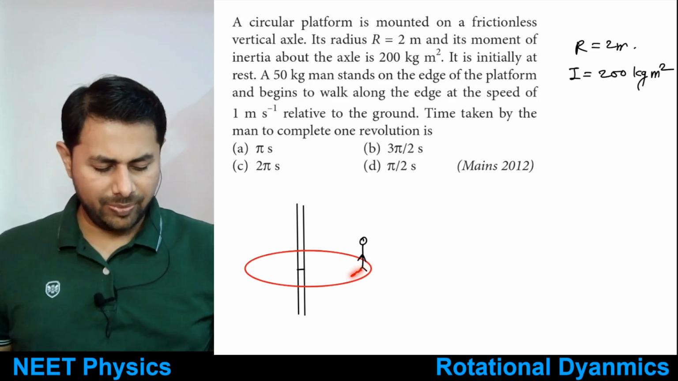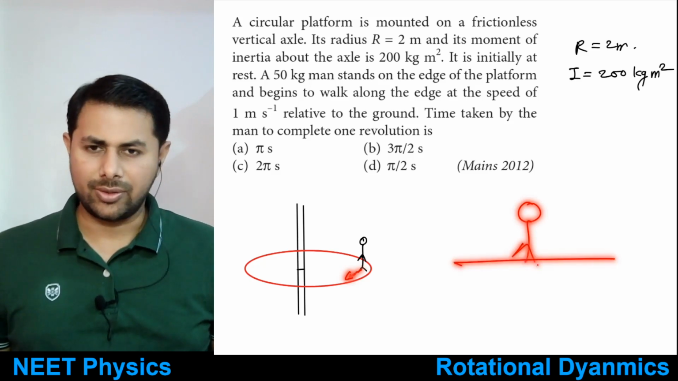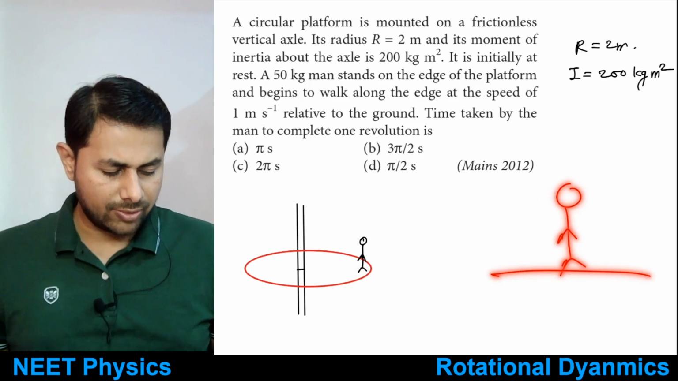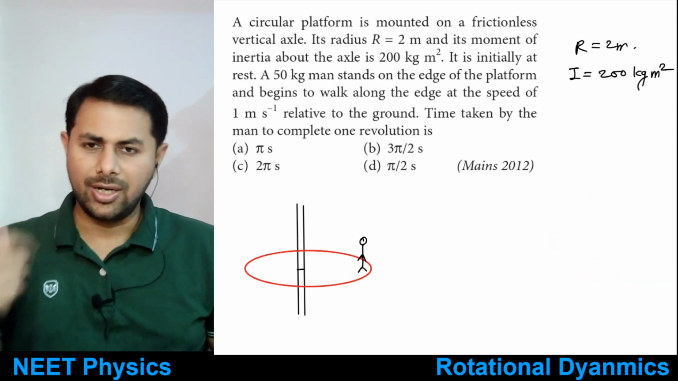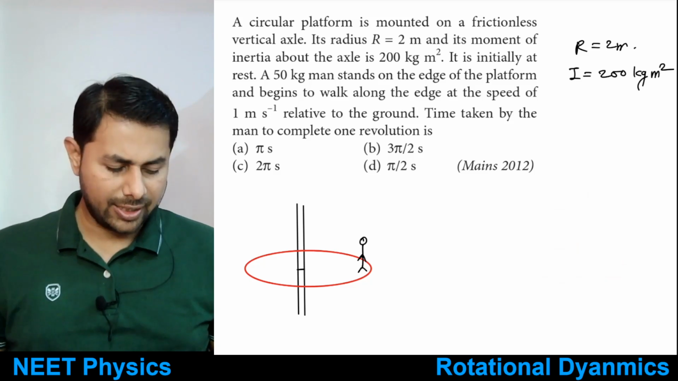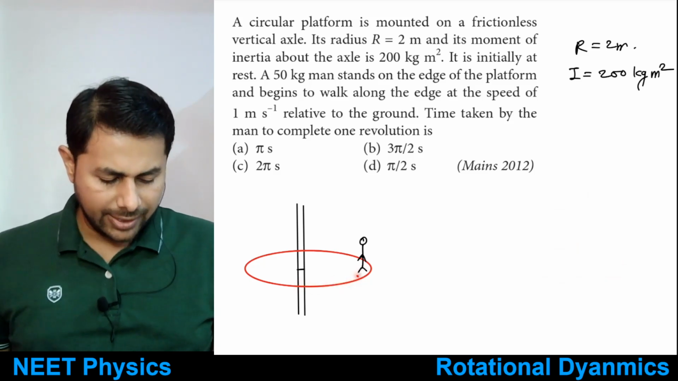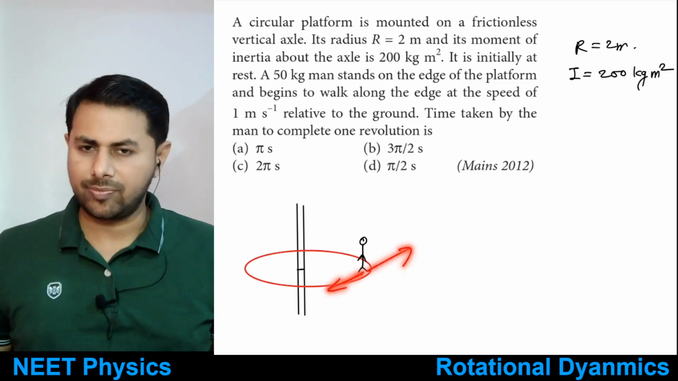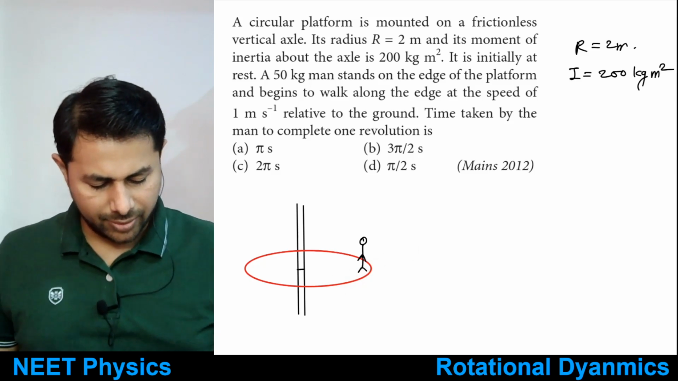Okay, so if he is walking like this, so suppose this is a man, he is walking on the ground. So we know that in order to walk on the ground, he has to push the ground backwards, then ground will exert force in forward direction and he will be able to walk. So just like that, here he is walking along the edge of the platform. So at this point, you can say if he is walking like this, then he exerts a force on platform in backwards direction, that is in tangential direction.